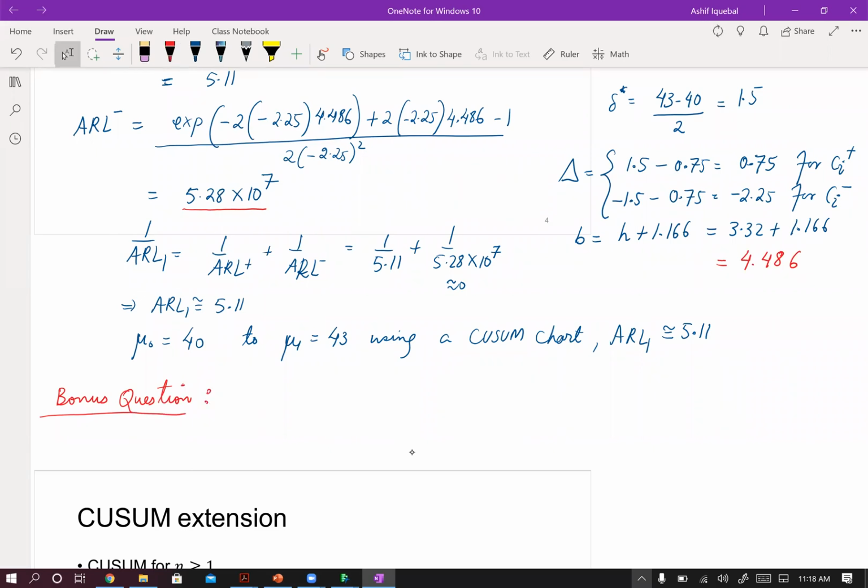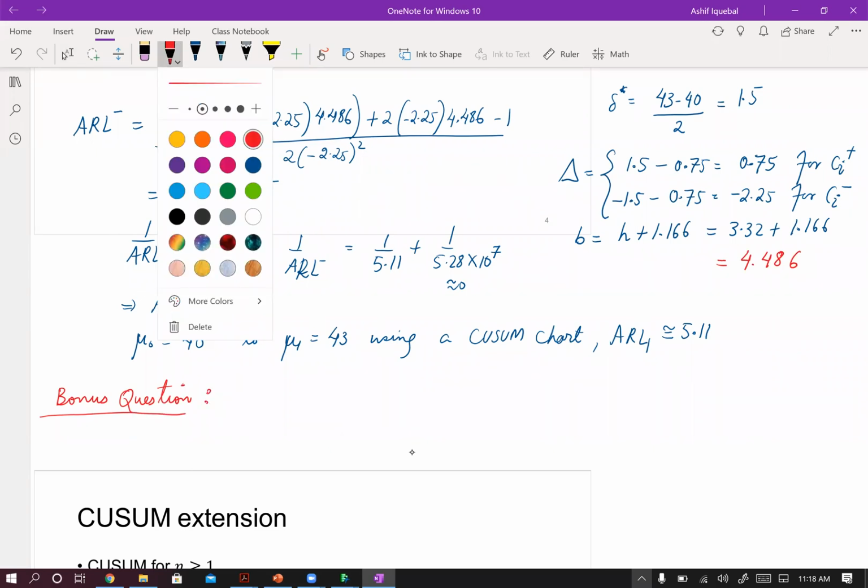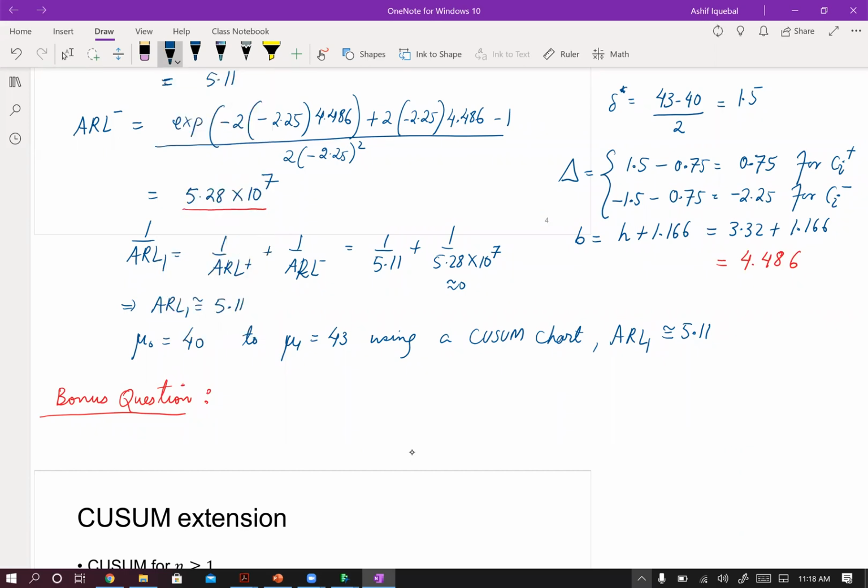I think the process is shifting towards the positive side. That's why there's a very small chance of going to the downside of the mean. Right, so that's why. Yes.